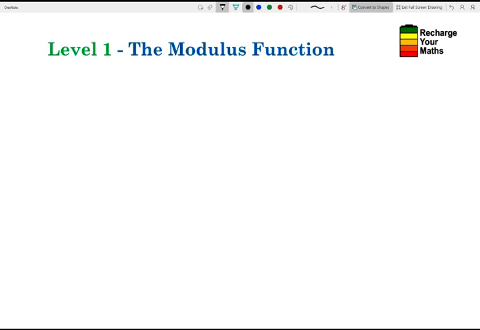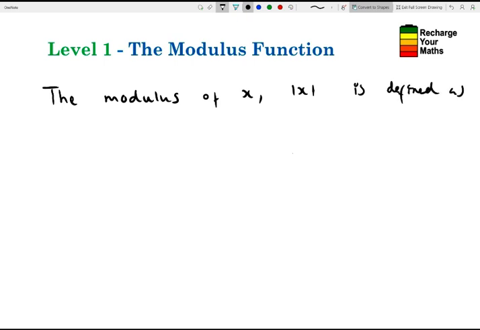Let's start off by stating the definition of the modulus function. So, the modulus of x, we call it x bar, is defined as follows.